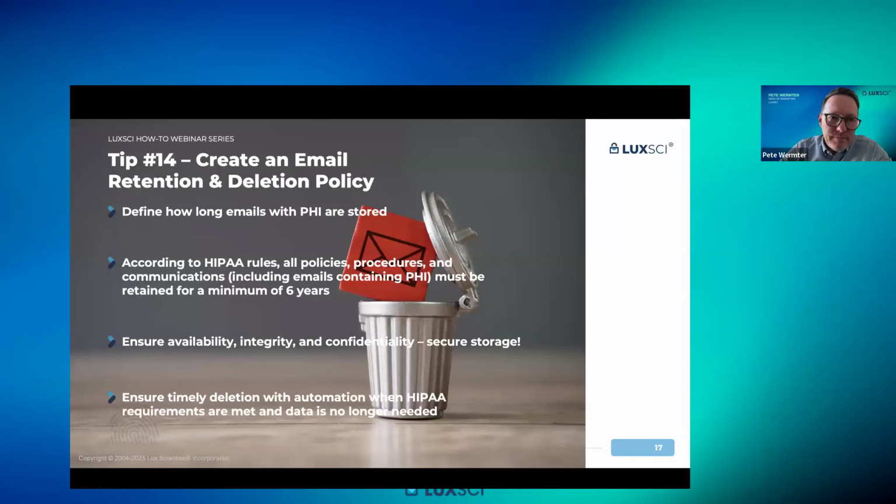Certainly. So, an email retention and deletion policy is a critical part of your overall HIPAA compliance program, right? There are kind of two sides to this, right? On one end, we don't want information sitting around that is unnecessary and creating exposure, right? But on the other side, it's incredibly important that you're maintaining logs and you have the retention policies in place and programs in place to make sure that you're retaining your records for the amount of time recommended by the regulations.